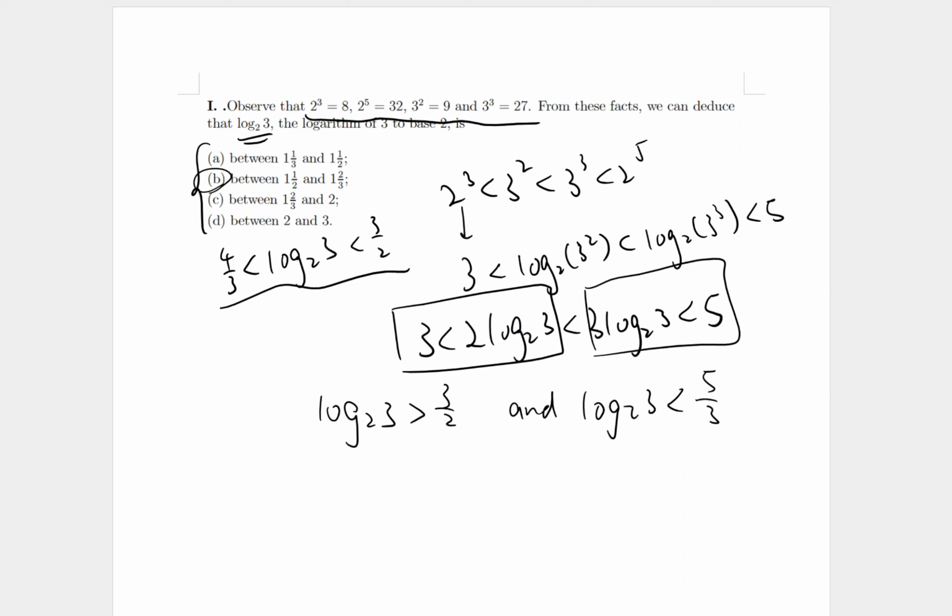Because we can make a lot of approximations actually. Like you could even say that log 2 of 3 maybe it's just from 0 to like 1,000. It is a correct approximation, but it's not very helpful. So we always try to make the most narrow range that we could. Alright, so the answer is B.